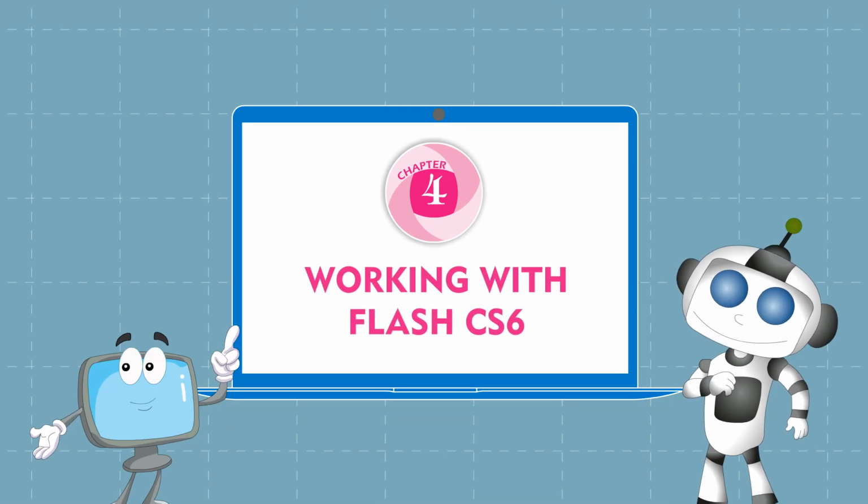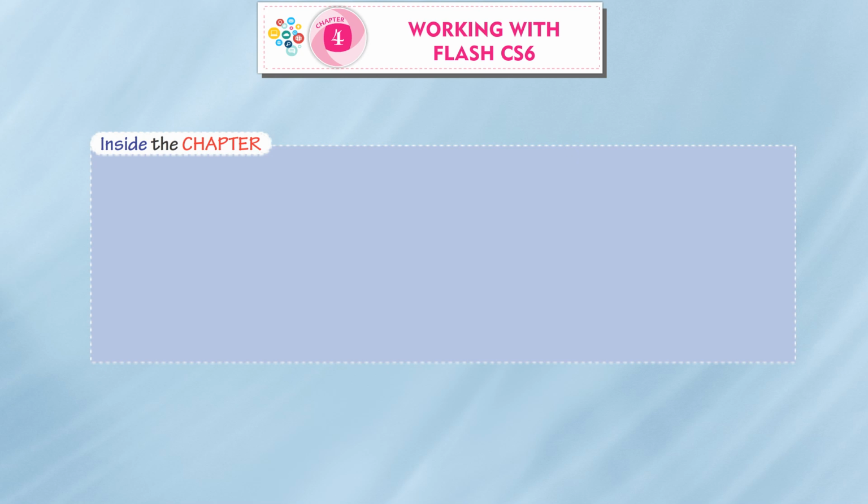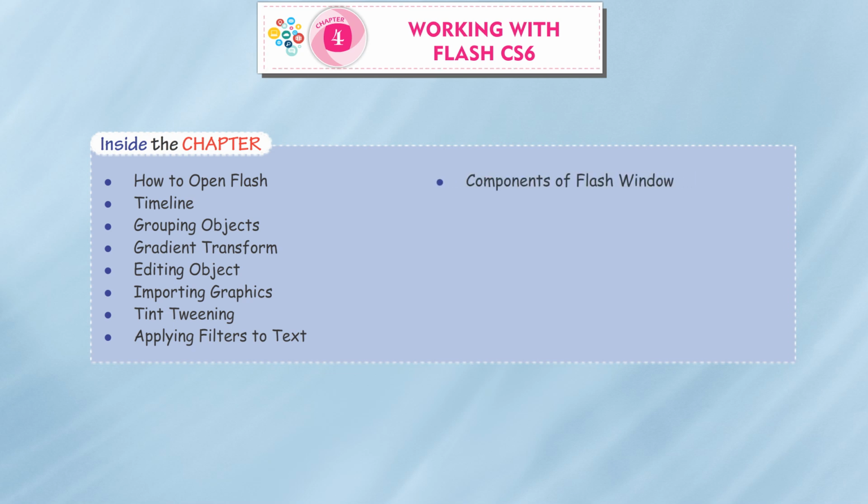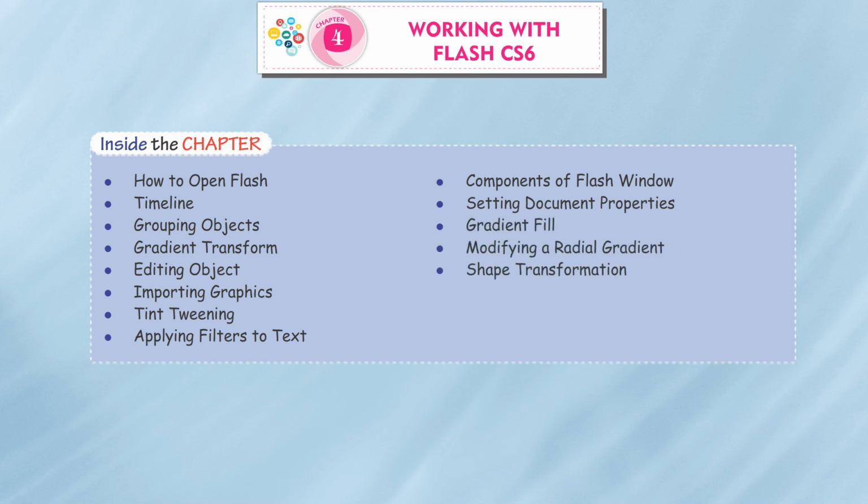Chapter 4. Working with Flash CS6. Inside the chapter: How to Open Flash, Timeline, Grouping Objects, Gradient Transform, Editing Object, Importing Graphics, Tint Tweening, Applying Filters to Text, Components of Flash Window, Setting Document Properties, Gradient Fill, Modifying a Radial Gradient, Shape Transformation, Creating Animation, Creating a Simple Text Shape Tween.